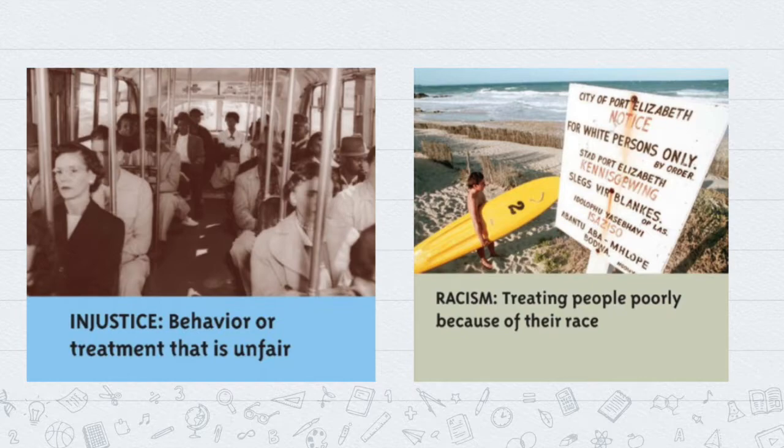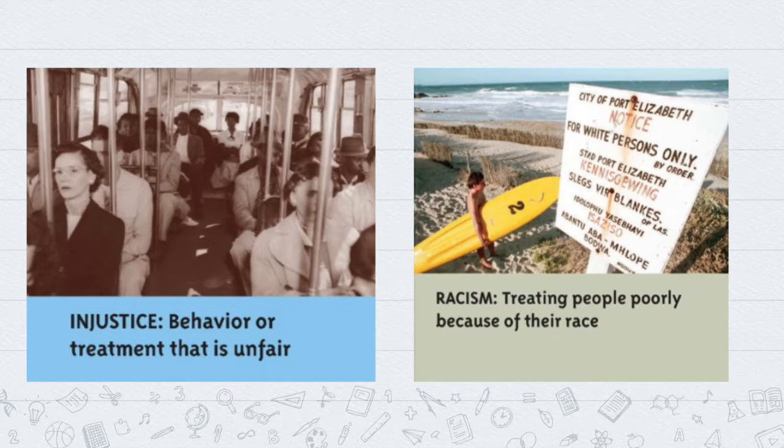For example, if you look at the picture, you might remember that many years ago, Black people were not allowed in the front of the bus. You can see that white people were sitting in the front of the bus and Black people were only allowed all the way in the back of the bus. That's a clear example of injustice. Black people and white people were not treated the same.